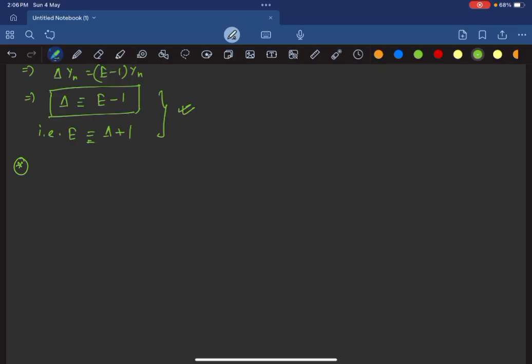Let me give you the idea of difference equation. What is the formal definition of difference equation? A difference equation is a relation between the differences of an unknown function.